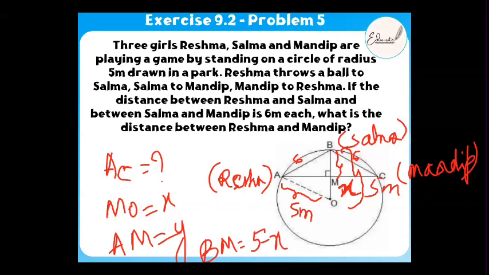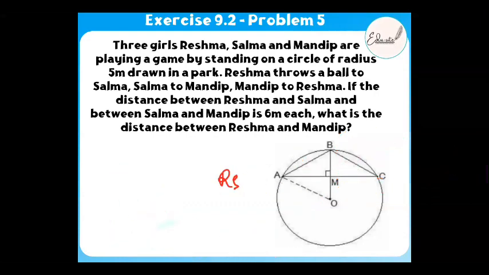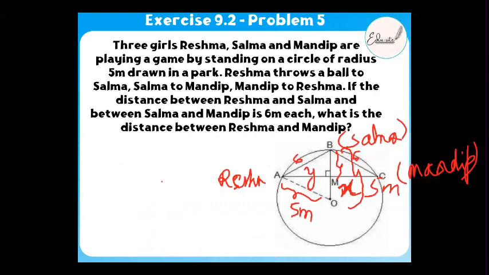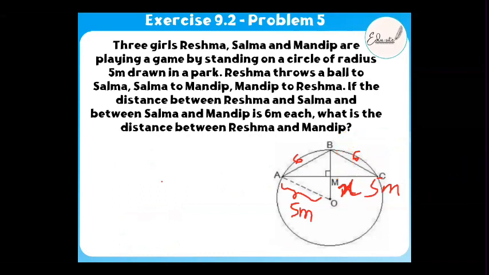So we have these many points. BM is 5 minus X, OM is X, AO is 5 meters, AM is Y, and AB is 6. So if we consider these two triangles now, let's erase all of these. Let's consider the two triangles and apply what are we going to apply, beta? Which theorem? Pythagoras theorem, right?